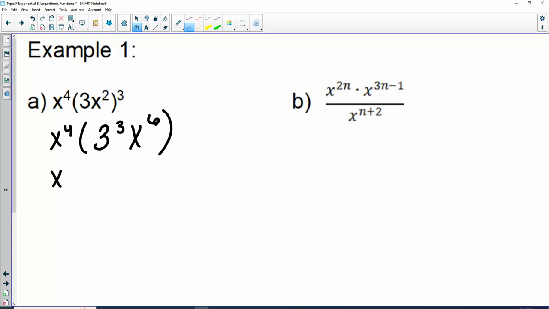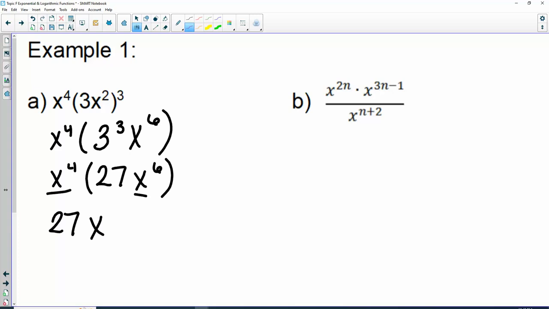What is 3 to the 3rd? Okay, and then we can multiply in any order. So if we combine those x's, what do you do with their exponents? So 27x to the 10.